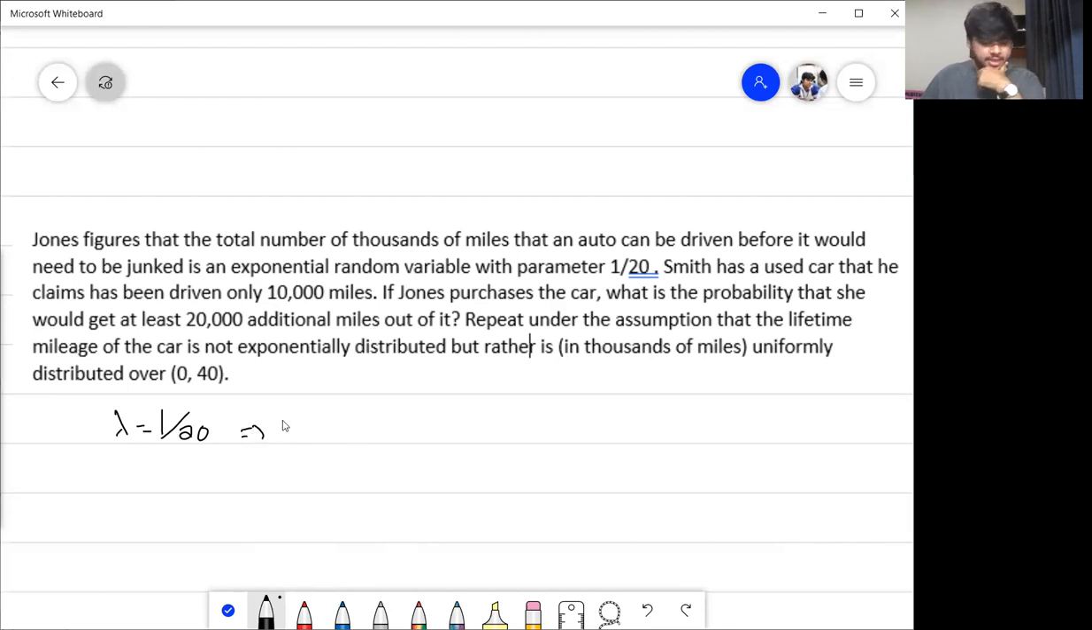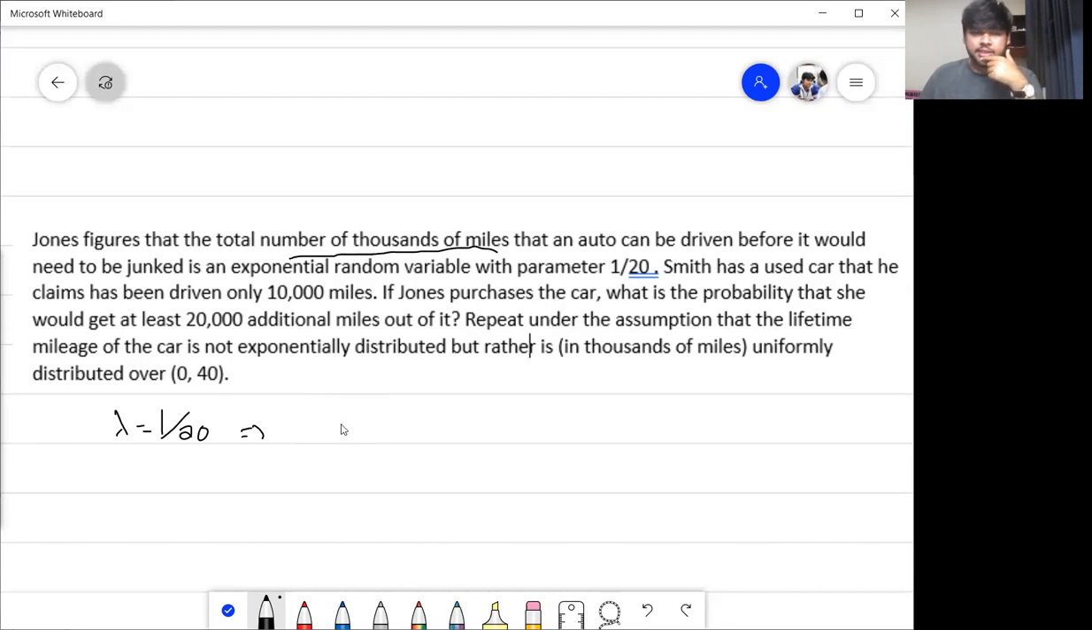So what they're saying essentially is, okay, I have to be very careful of the units, because of the total number of thousands of miles. It's not like my units will be 30,000. It will be 30, because the question says the total number of thousands of miles that an auto can be driven before it needs to be junked is exponential with parameter 1 upon 20. The parameter has been set in such a way that it deals in thousands of miles. If I do it with 10,000 to 20,000, my answer will be incorrect. Or it won't make sense if you think about it intuitively, right? So I have to be very careful in terms of the units here as well, because the parameter has been defined already.